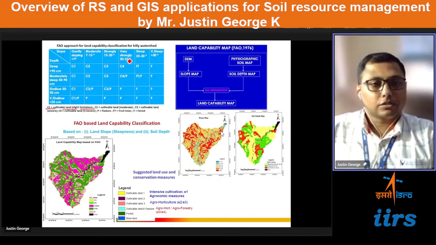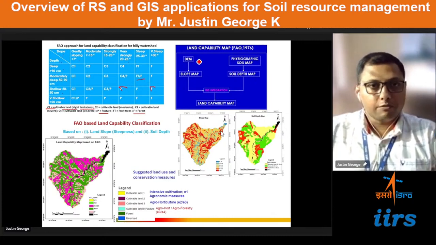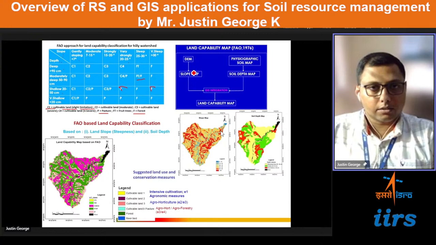Whereas there are combinations of very strong slope, that is 20 to 25 degrees, and a shallow depth of 20 to 50 centimeters. You can see this area is suitable mainly for pasture. Similarly, F is mainly for the areas which are suitable for forest, and there are areas suitable for fruit trees, depending on the characteristics of slope as well as depth of the particular hilly region. This is how, from a digital elevation model, we can generate the slope. From the physiographic soil map, you can generate the soil depth. By integrating them in a geospatial environment, we can generate the land capability map.